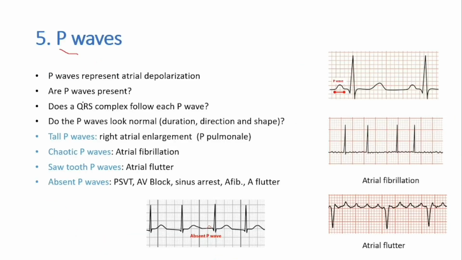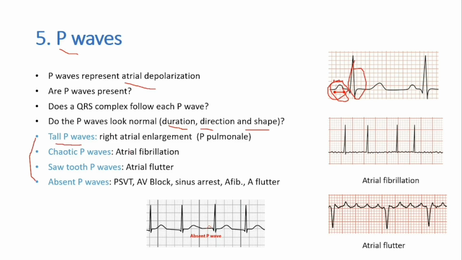Now the P waves. P waves represent atrial depolarization. For the P wave, you have to see: are the P waves present, and is each P wave followed by a QRS complex? You will see this in all the ECG leads. Do the P waves look normal, in duration, direction, and shape? These are the abnormalities of the P wave.